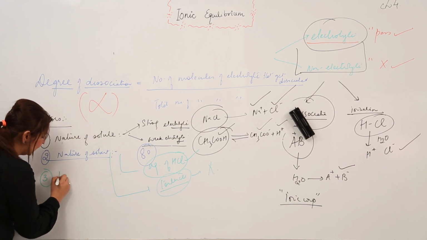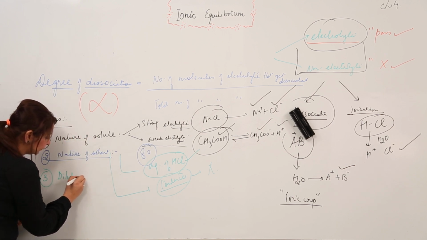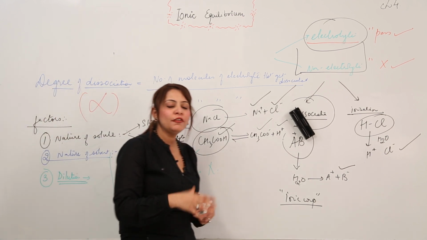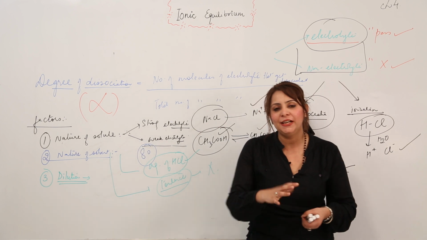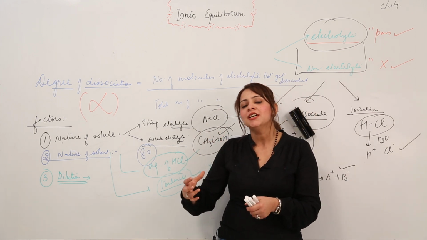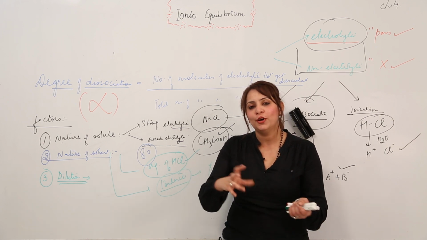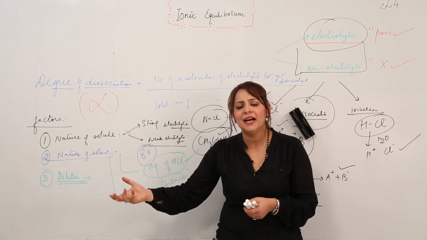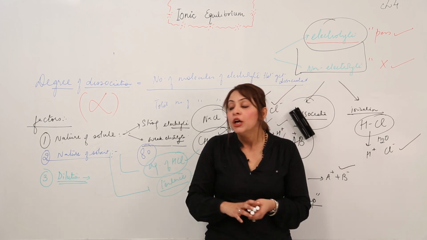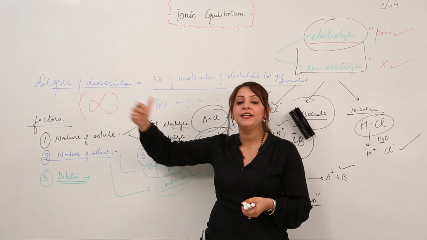So the third factor is dilution. What does dilution mean? Dilution means addition of more solvent to it. If we are diluting something, we are adding more solvent to it. If the solvent is water, that means we are adding water to it. If the solvent is toluene or something other than that, we are adding more amount of solvent to it. That's it. So how does dilution increase the degree of dissociation?